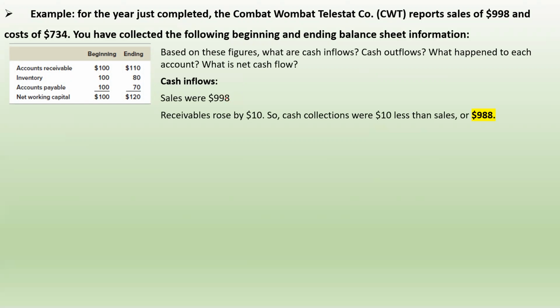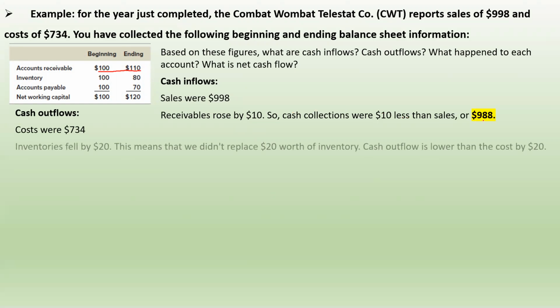And we found the accounts receivable rose by $10, which means that we haven't collected $10 from our customers. So we subtract this $10 increase in accounts receivable. We found that the cash inflow is $988. For the cash outflow, first we start from the cost of goods sold, which is $734.